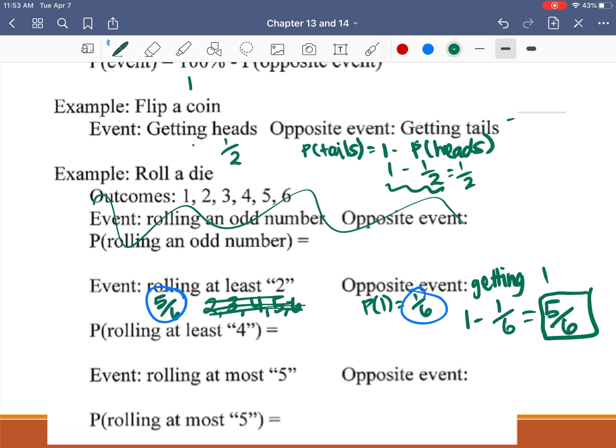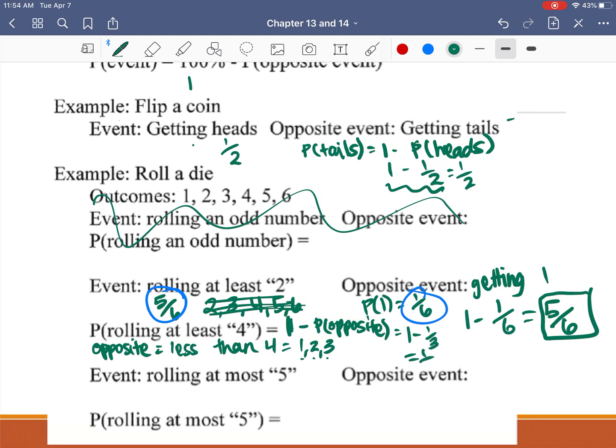So if I want at least 4, the opposite of at least 4 is less than 4, which means 1, 2, 3. So it's equal to 1 minus the probability of the opposite, which is equal to 1 minus 3 out of 6, 1/2, which is 1/2. Okay, again, that one's not super useful.